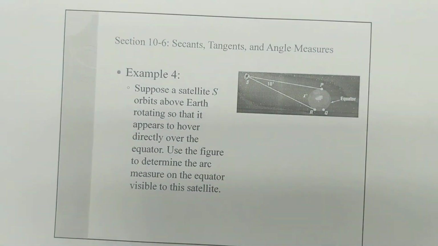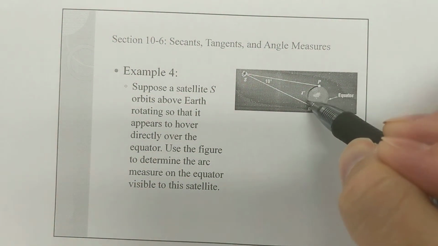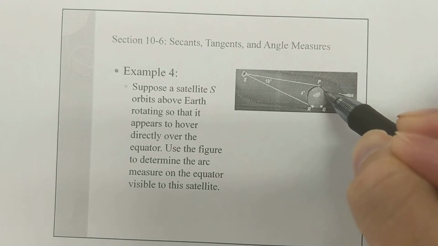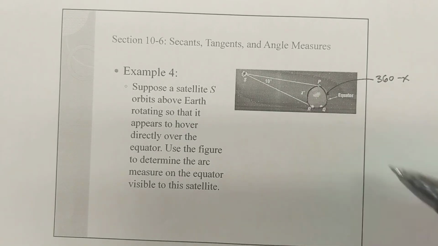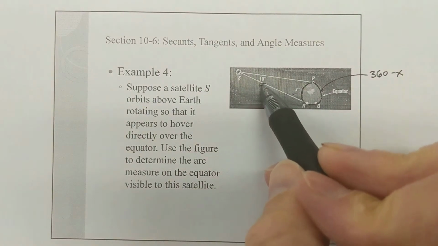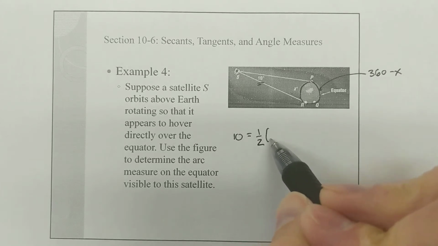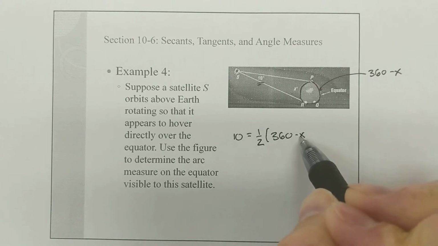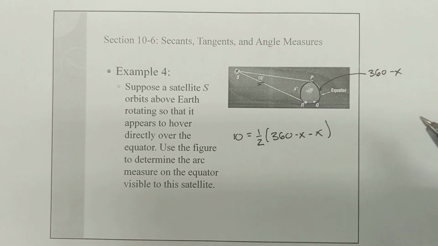All right, so example 4, you're actually looking for the arc. You're looking for that distance there. That's x. The trick is that this distance here is 360 minus x, because it's the other part of the circle. If that much is x, this much is 360 minus x. The equation is still the same, except this time we're given the angle. So the angle is equal to 1/2 the far side, 360 minus x, minus the near side, x.